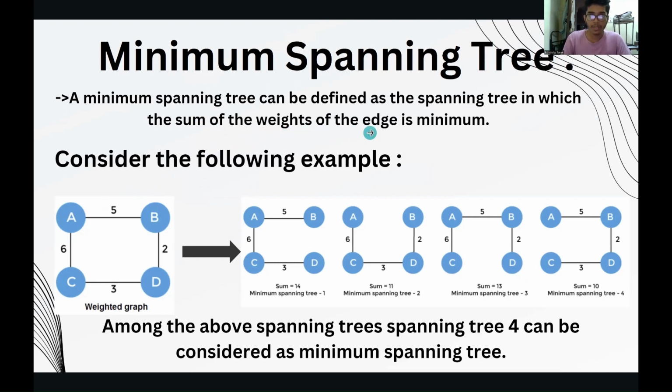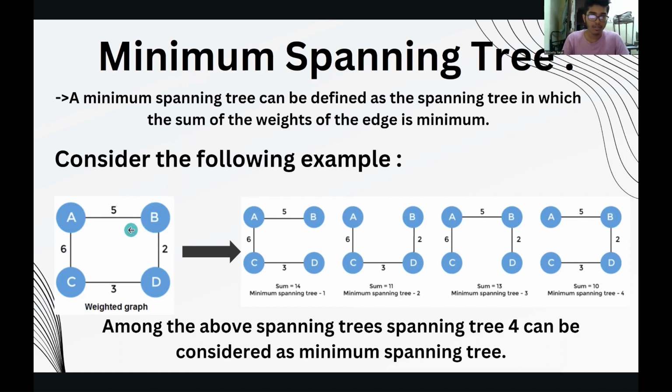The cost should be minimum for a spanning tree. If the cost is minimum for a spanning tree among all the spanning trees, then that spanning tree can be considered as a minimum cost spanning tree or minimal spanning tree.